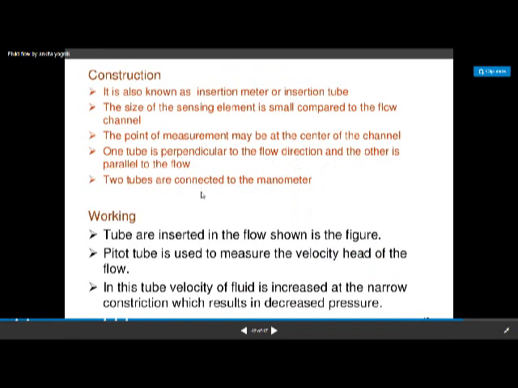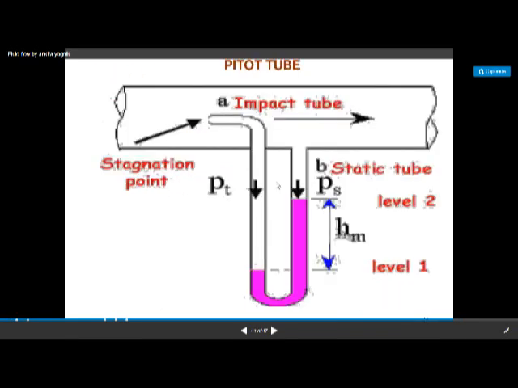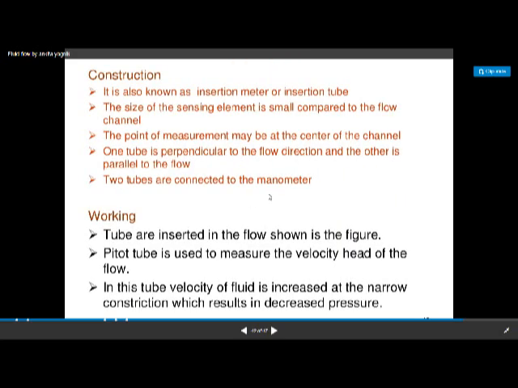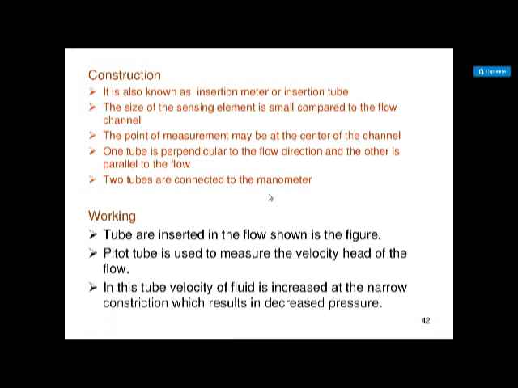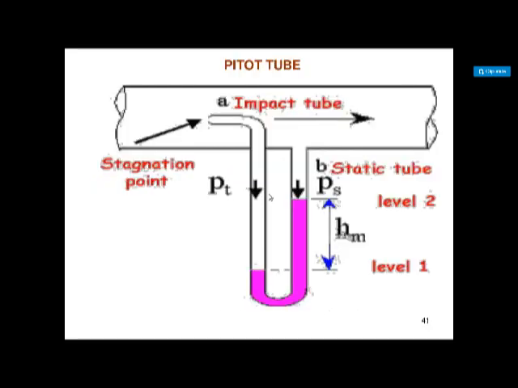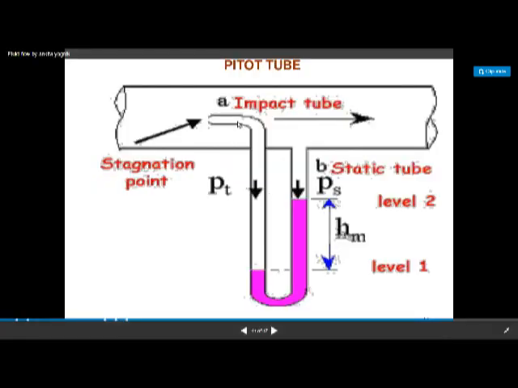Two tubes are connected to the manometer. Two tubes, one is parallel and one is perpendicular, and these two tubes are connected to this manometer, right? So this is the construction. Then in case of the working, the tube is inserted in the flow as shown in the figure. See, the tube is inserted.